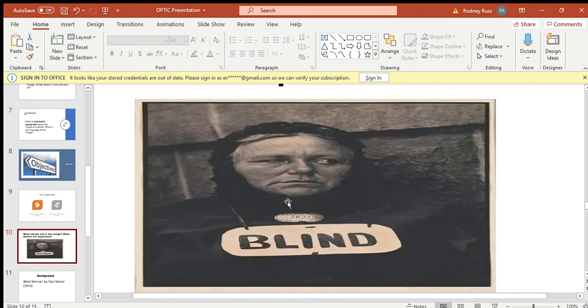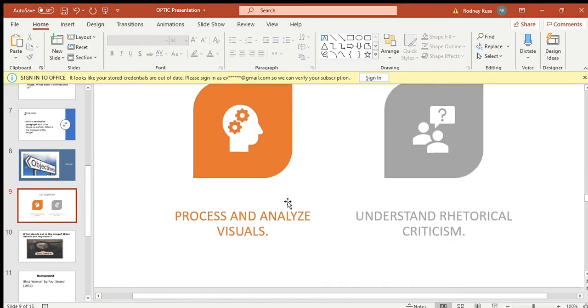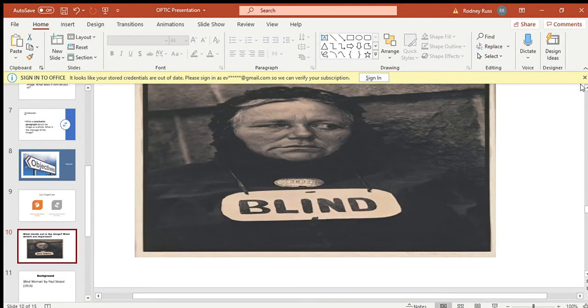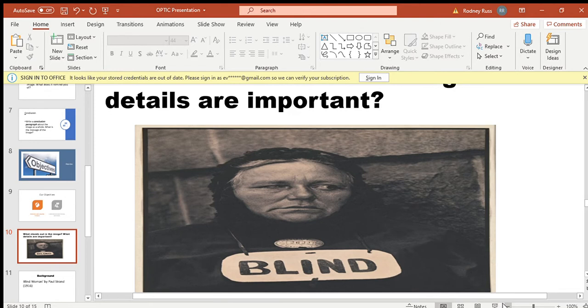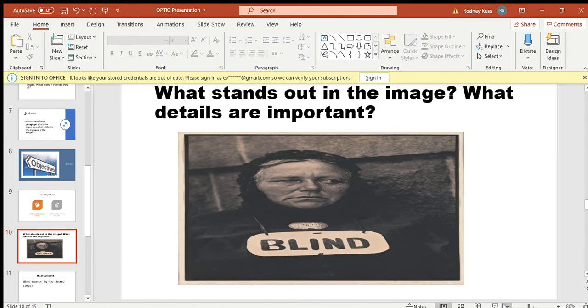Let's look at the first image here. So we're going to talk about what stands out in the image, and what details are important. Looking at this image, the first thing we notice is that she's blind. We can infer that because she's wearing a blind sign. And we can see that this one eye doesn't seem as sharp as the other eye. So our job is to break down the image, determine what's important, what stands out.